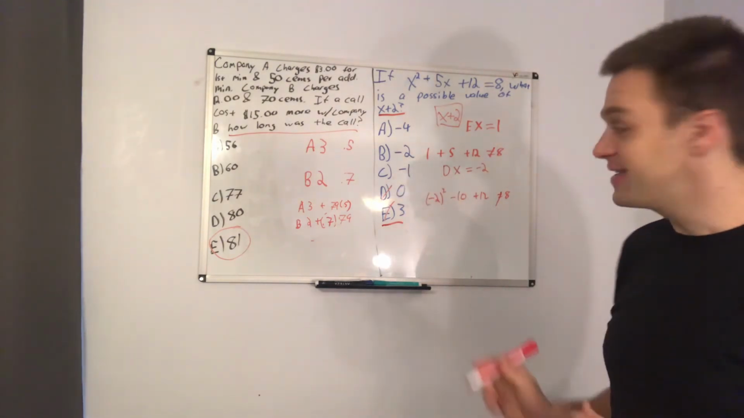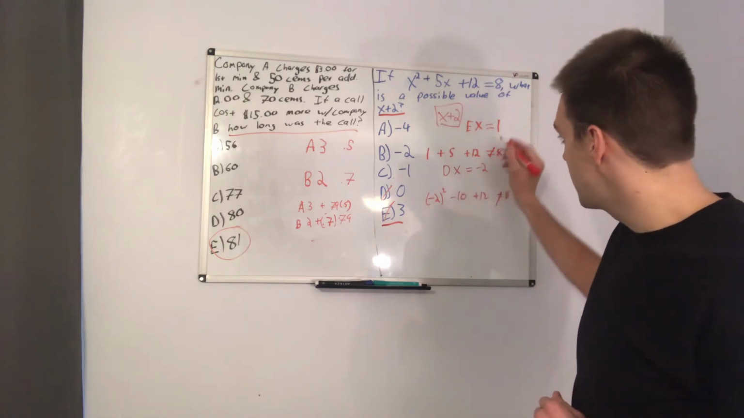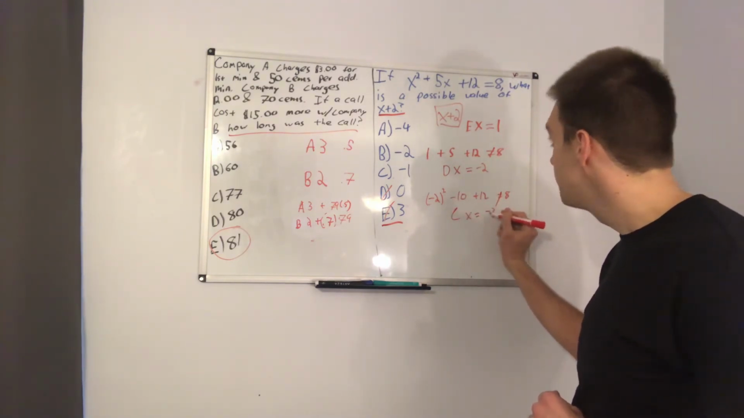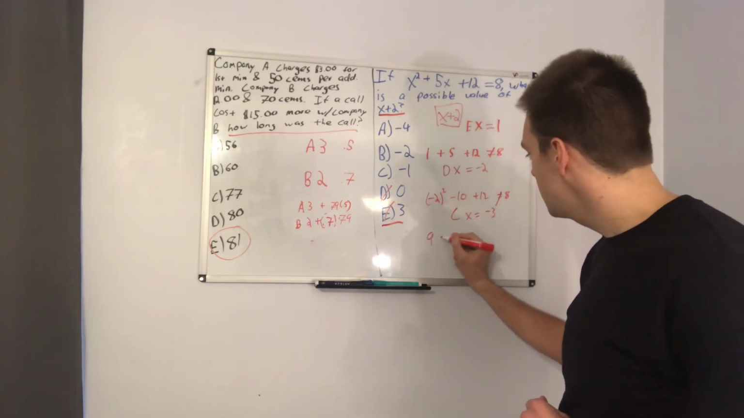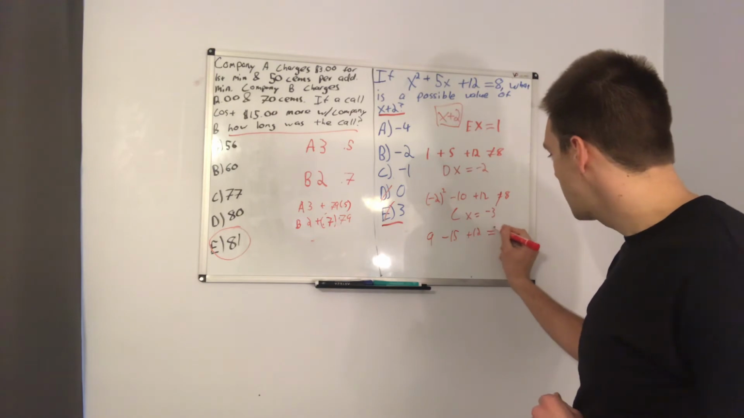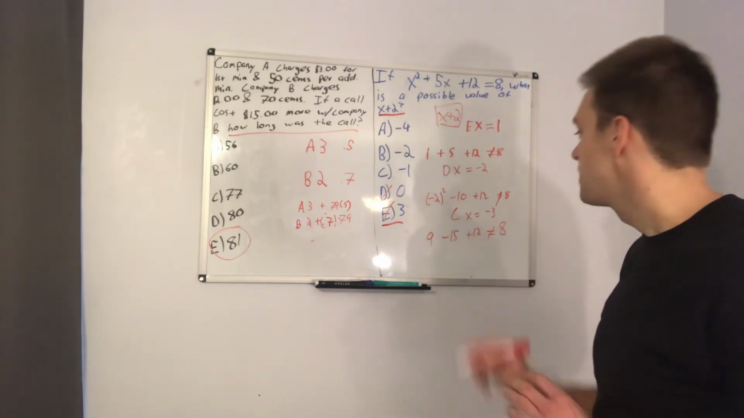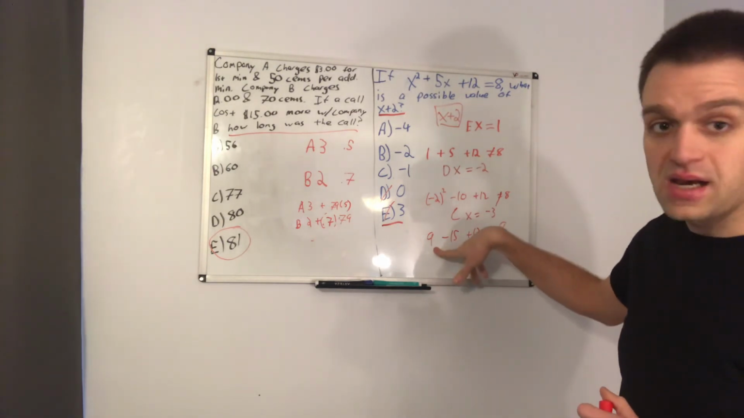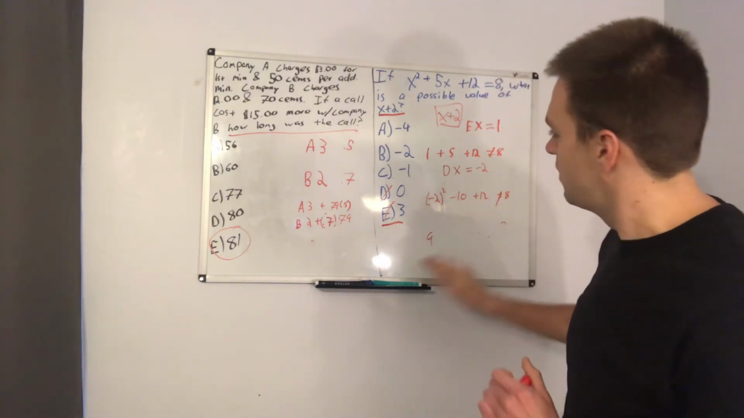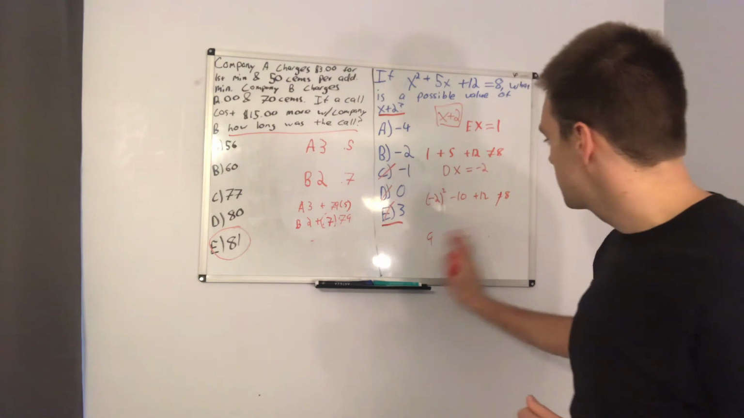So answer choice C would be -1, so we'd know that x would be -3. And in this case, we'd have 9 minus 15 plus 12, and we'd have to see, does that equal 8? And we would find that it does not, it equals 7 instead. So we're eliminating answer choices, which is always good.